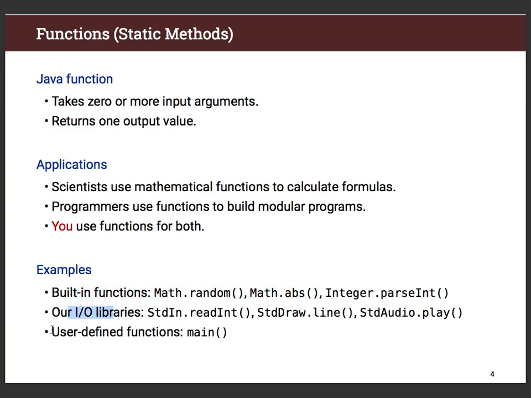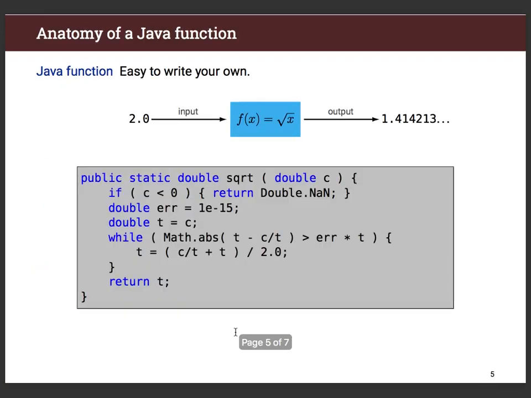And we've written one function over and over and over, main. It's a function. It takes an argument. It takes a string array called args as its input. And it doesn't send anything back, but we'll learn about that shortly.